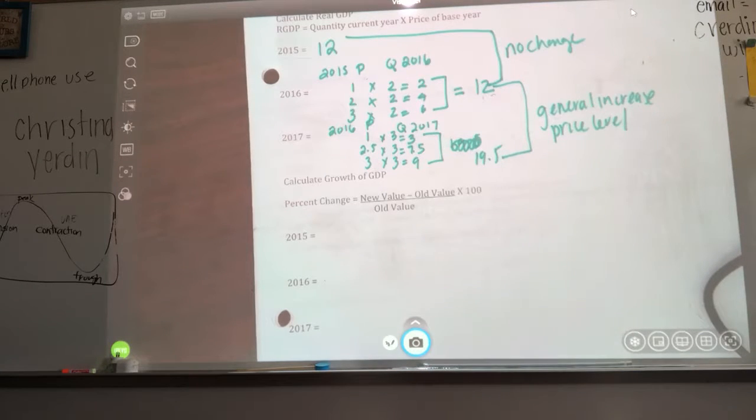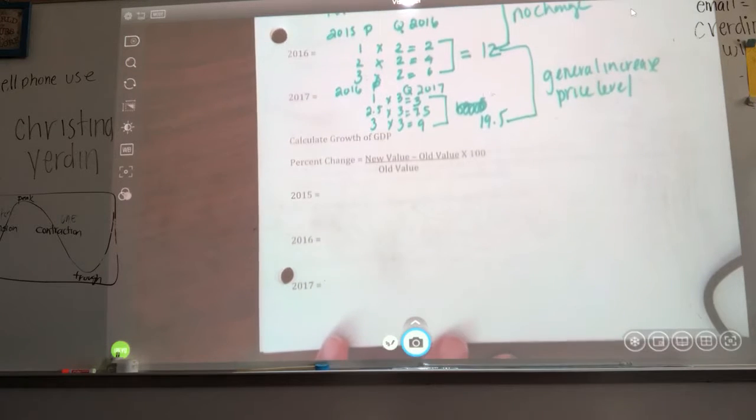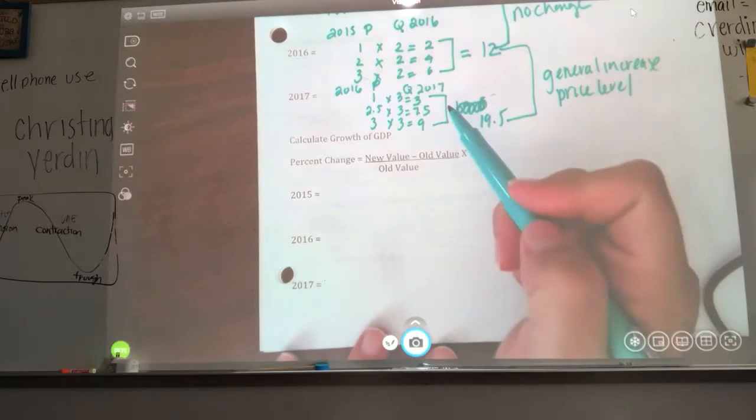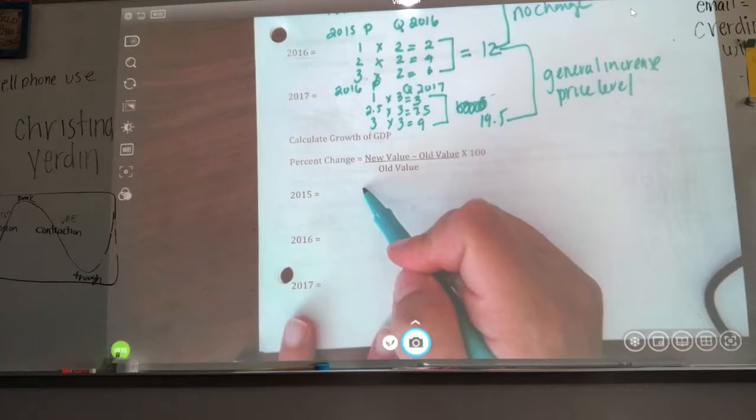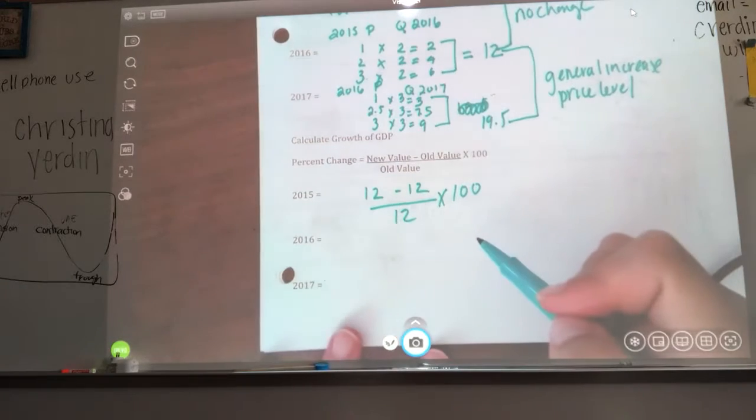Okay, because we're going to be doing the same thing when we look at what consumers spend. On this next one, we're going to try to calculate the growth of GDP, comparing year to year, okay? And what I'm going to use here is my real GDP in my calculations. So for 2015, I take the new value, 12, minus the old value, 12, over 12 times 100, and that gives me what?